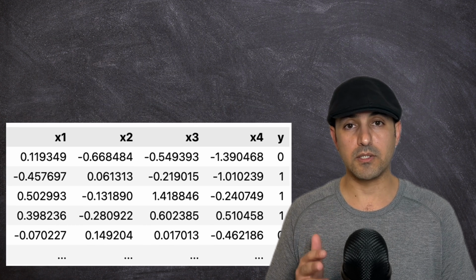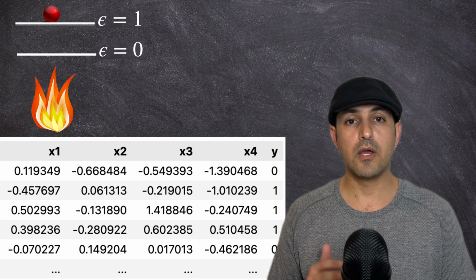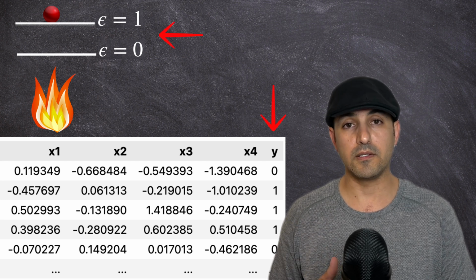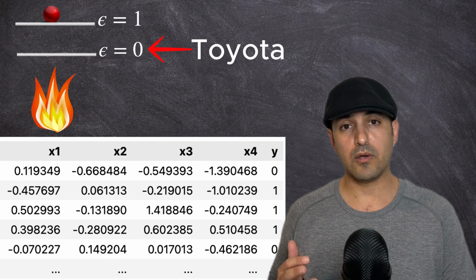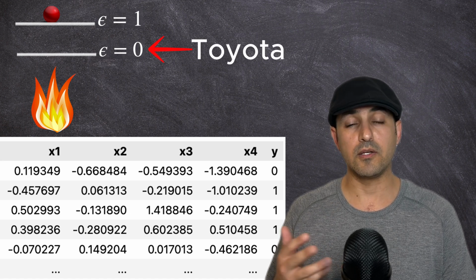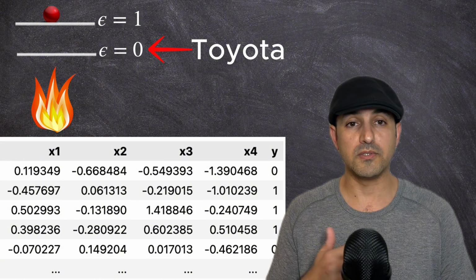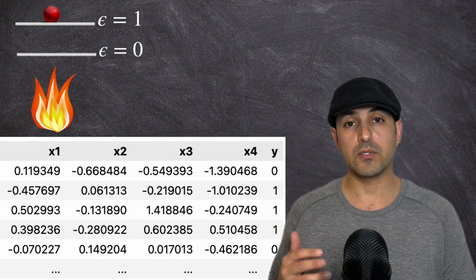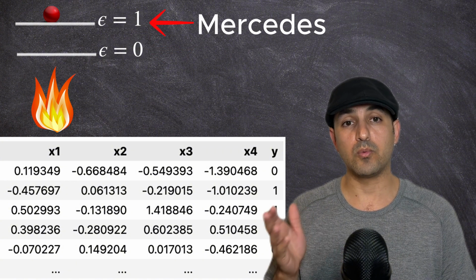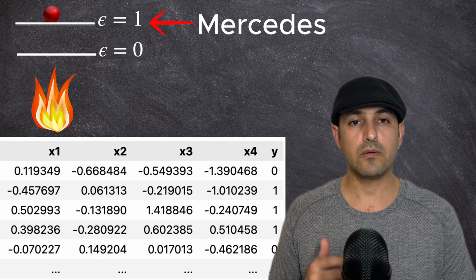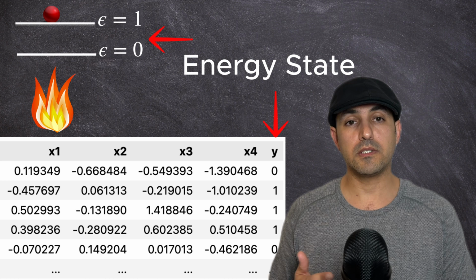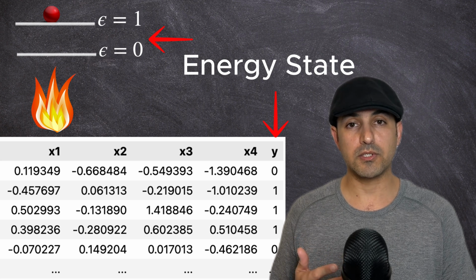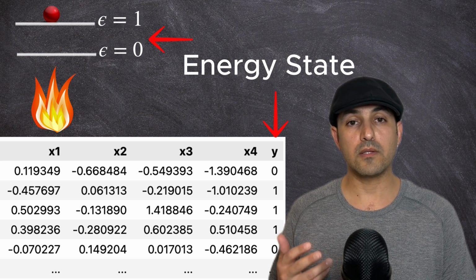This column is equivalent to the energy state of the physics example earlier in the video. One state, for example, if y is equal to Toyota, has the energy of 0, and therefore we report y to be 0. And when y is equal to Mercedes, the energy is 1, and we set y to 1. In summary, the last column in my spreadsheet is the energy state of the spreadsheet and can take two categories or energies, 0 or 1.